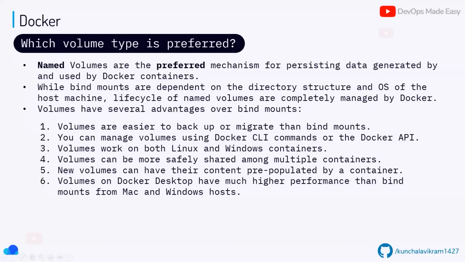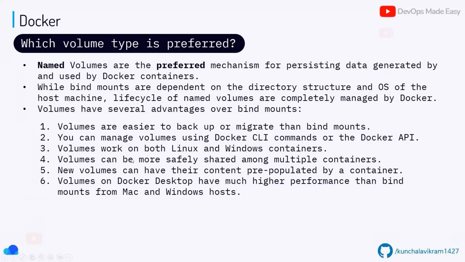Named volumes are always preferred because the entire life cycle of named volumes is managed by Docker. You can use Docker volume create, ls, prune, rm to manage the complete life cycle of those volumes using Docker CLI commands. And these are independent of the operating system. If you do Docker volume create in Windows, Mac, and Linux, your volume will be created.